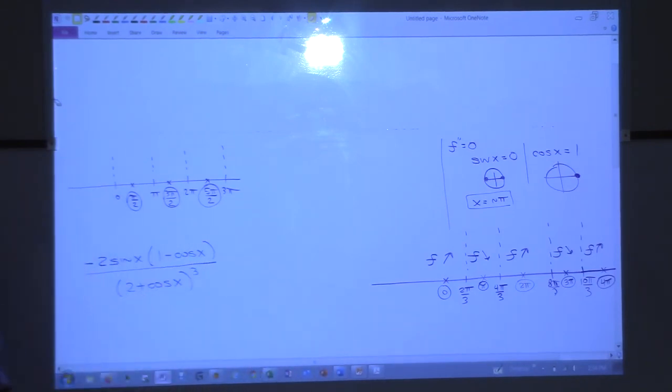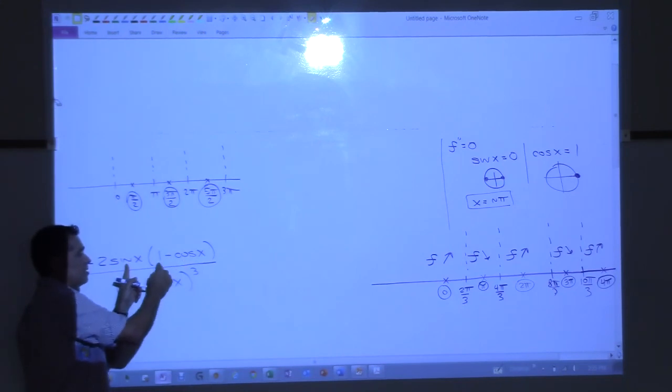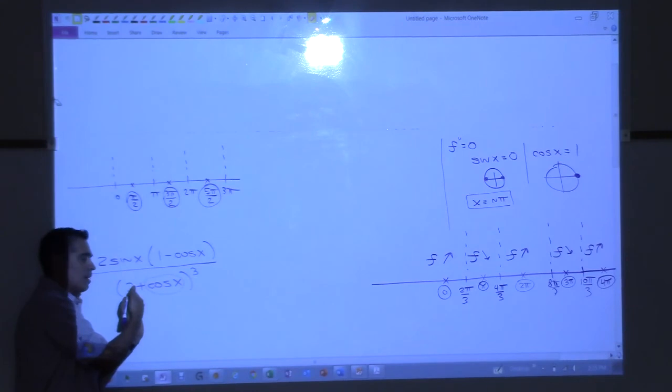Was that it? Okay. So that's our second derivative. All right, let's do pi over 2. What's sine of pi over 2? 1. So we get negative 2. What's cosine of pi over 2? 0. So this is going to be 1. So we get negative 2 times 1. So we get negative 2 on top. On the bottom, no matter what this is, plus 2 is positive. Because the worst this could be is negative 1. So if I add 2, it's going to be positive. So the bottom's always positive.